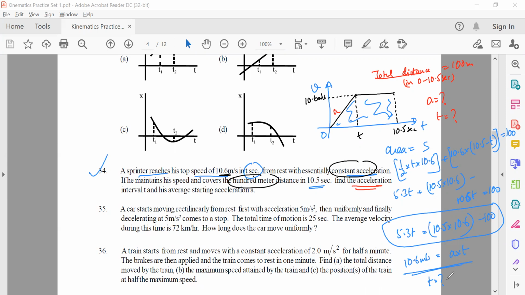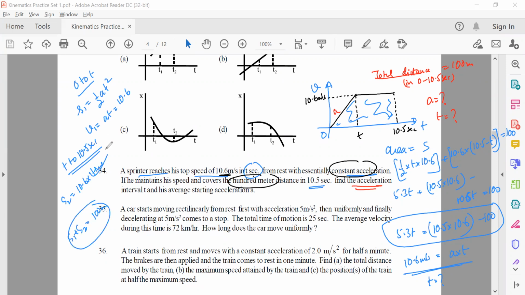You can do this with equations also, but it will become a little lengthy. With equations, from 0 to t, the displacement is half a t squared, and the velocity it reaches is a t, which is equal to 10.6. Then from t to 10.5 seconds, the displacement will be the constant velocity 10.6 into the time. Then S1 plus S2 should be equal to 100 meters. So you can solve it that way also.